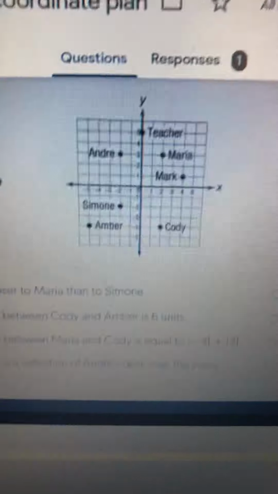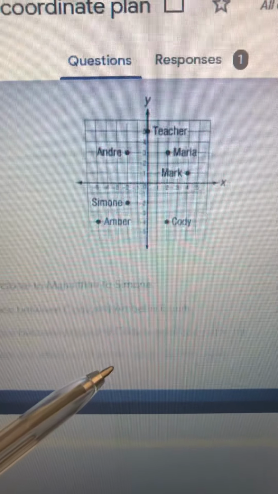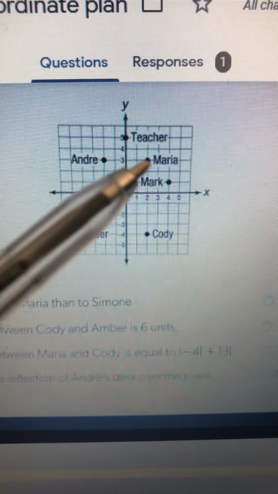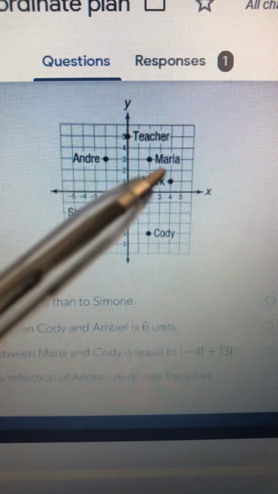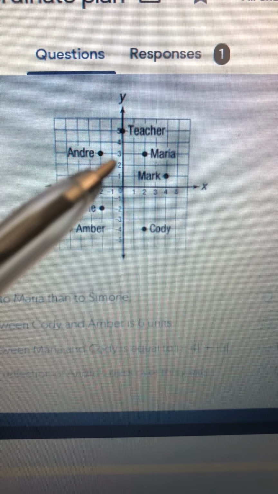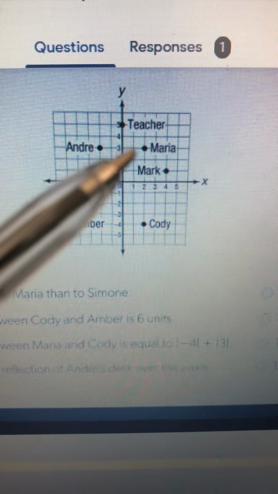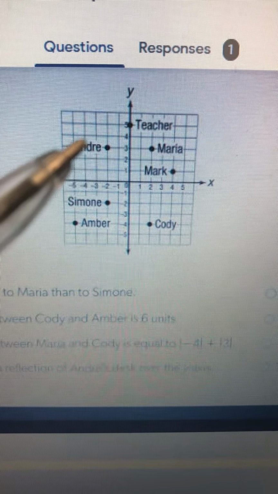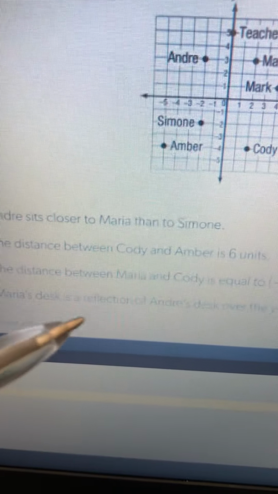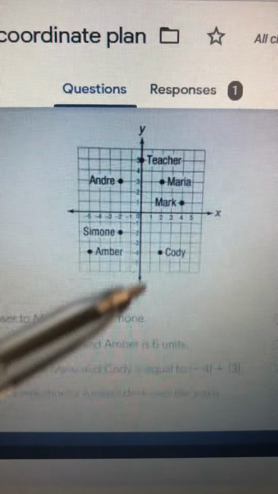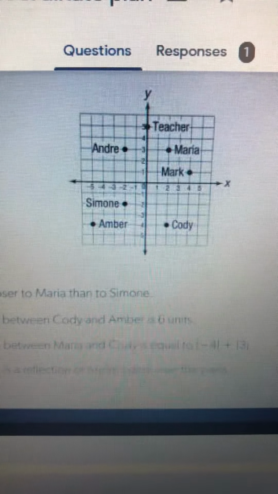All right, so the question is reflection of Andre's and Maria's. So let's count them. So they're on the same line. You can see that they're on the same line across or over the y-axis, but let's see the distance. We got 1, 2 right there, and then we got 1, 2 right there. So yes, that is true that Andre and Maria's desk are reflections of each other over the y-axis. So yes, that is true.